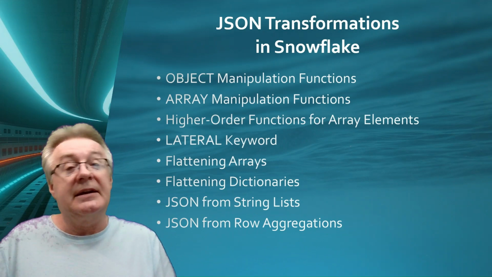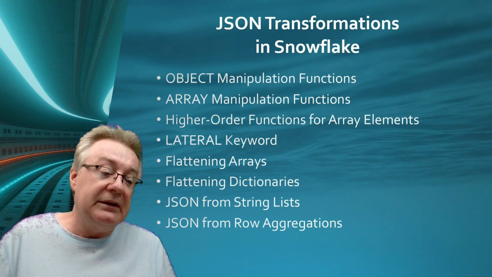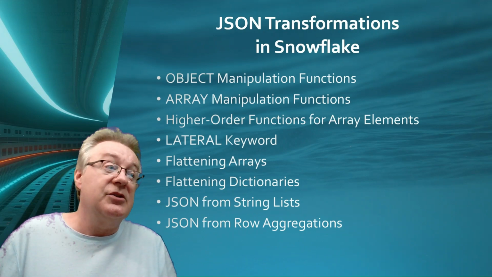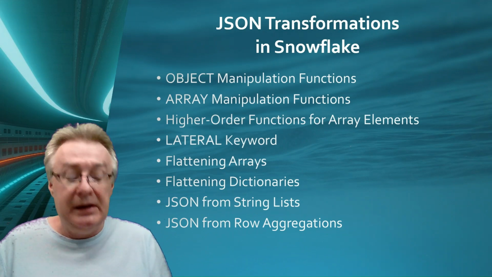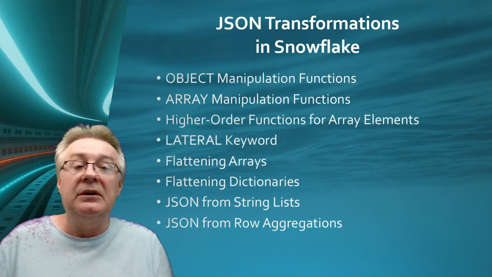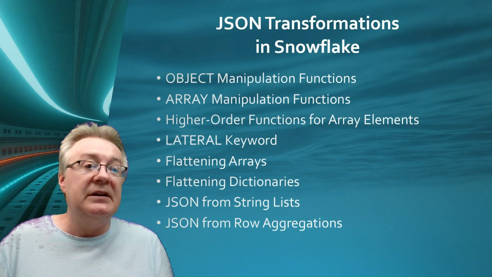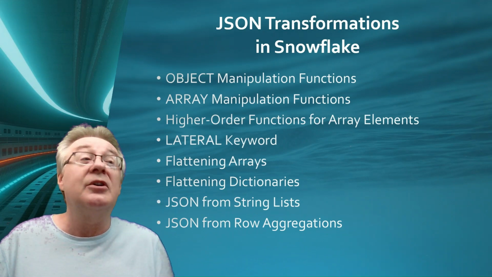JSON from row aggregation. So yes, we look at array aggregation and object aggregation functions on multiple rows. So basically, these functions will build a single value array or a single value object from a bunch of rows.